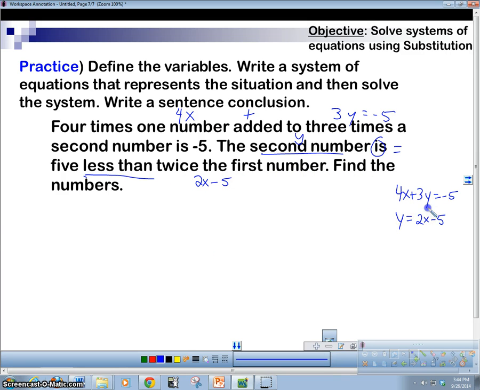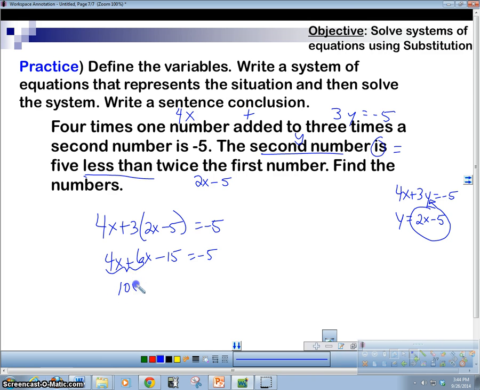All right, so then we're going to do substitution. So we're going to plug this right there. So we're going to get 4x plus 3 times 2x minus 5 equals negative 5. All right, so we got to do a little bit of distributive property. Add like terms.